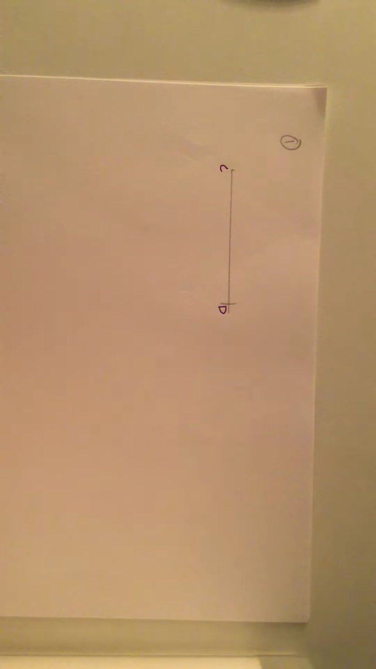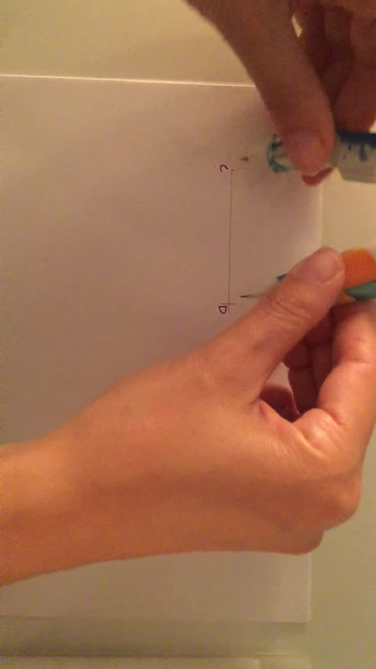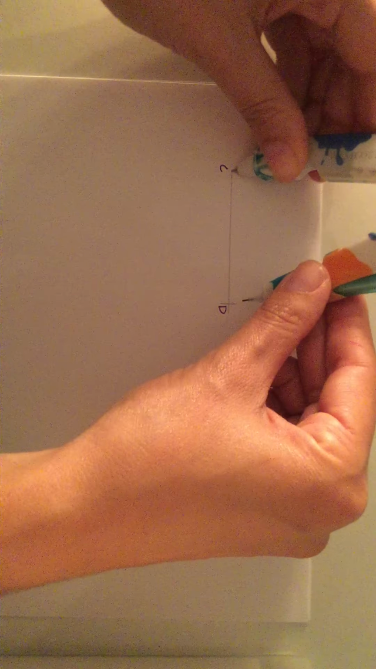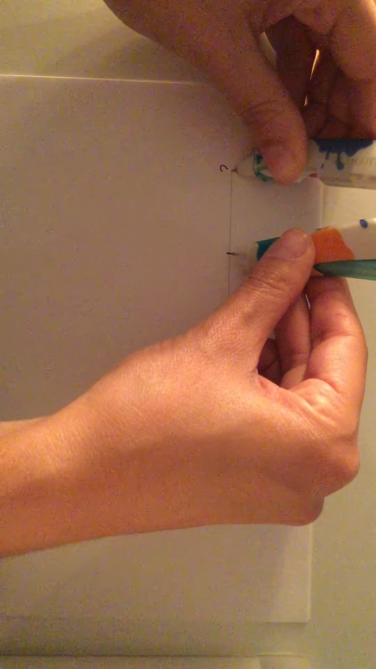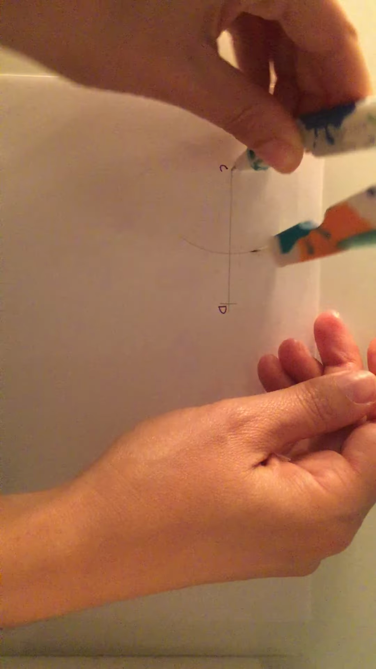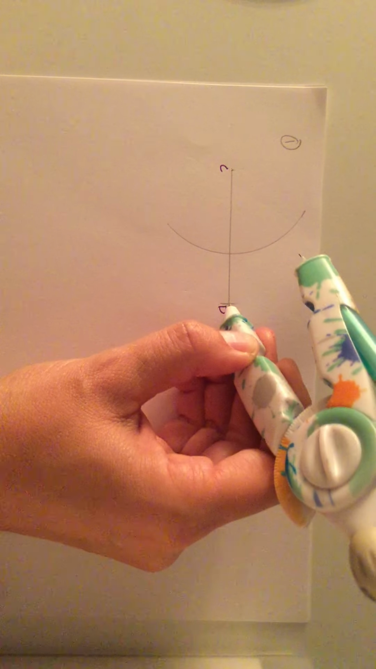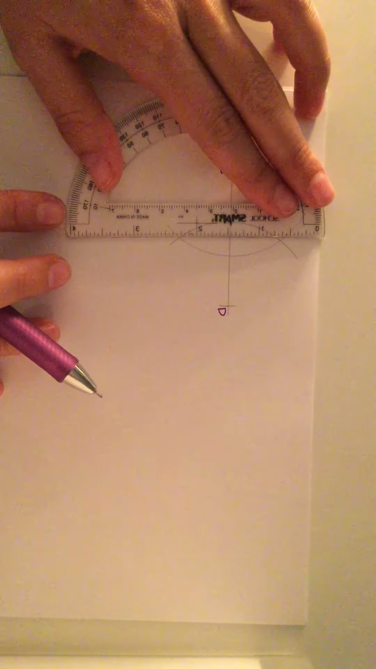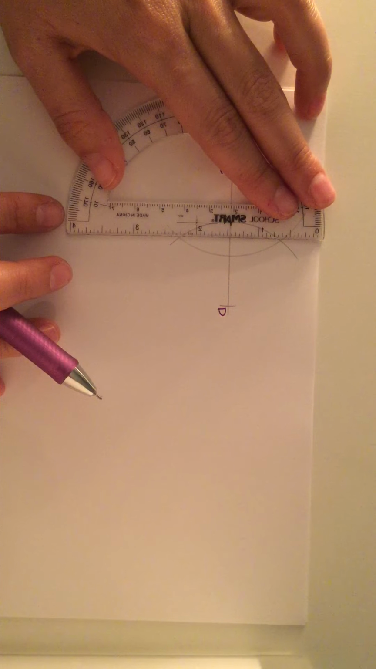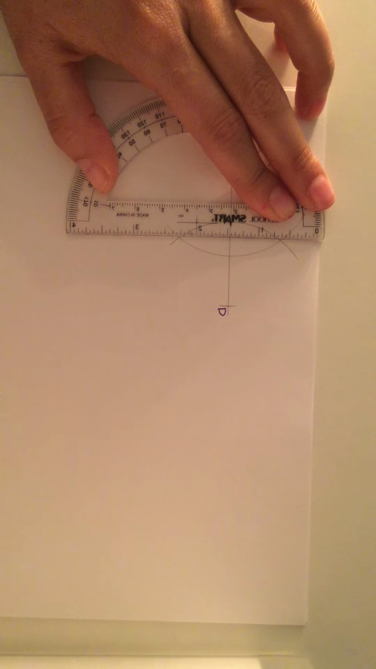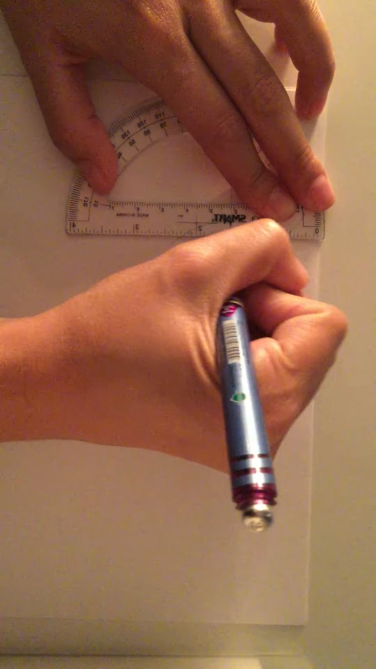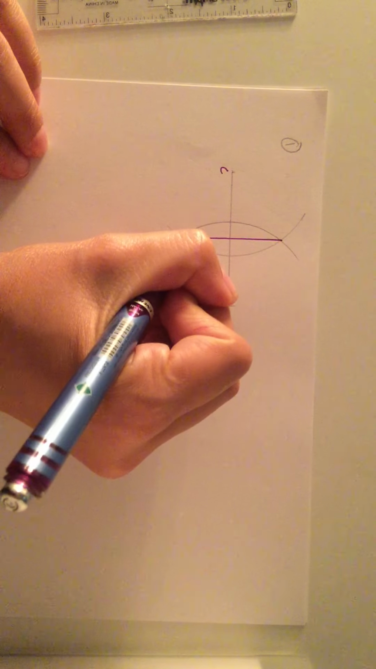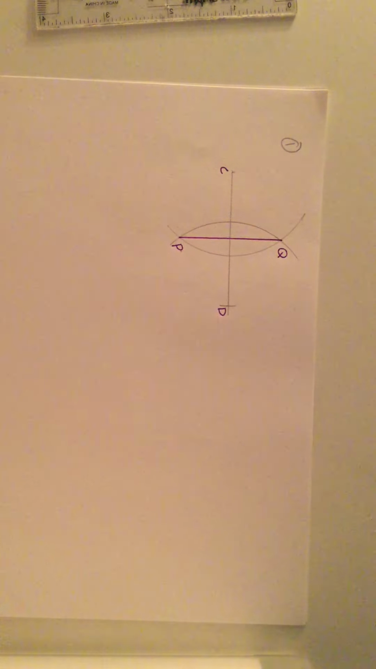Now I want to create the perpendicular bisector for CD, so I'm going to put my compass point on one endpoint, open the compass more than halfway, and draw an arc that goes below and above. Keeping the compass setting the same, I'm going to turn it around to the other endpoint at D and draw the same arc from the other side. Now I'm going to line up my straightedge with the points of intersection between the two arcs, and we've created the perpendicular bisector PQ.